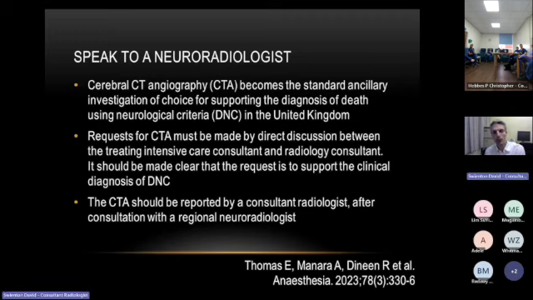Because essentially the CTA is the test you're asking for, and it needs to be done in a very particular way. And the consensus guidance specifically says this is a consultant discussion, and it should be made explicit that this is testing to support the diagnosis of death. And that CTA should be reported by a consultant, not given as a provisional registrar report and then looked at later, because obviously the risk of a provisional report then being corrected is unacceptable.